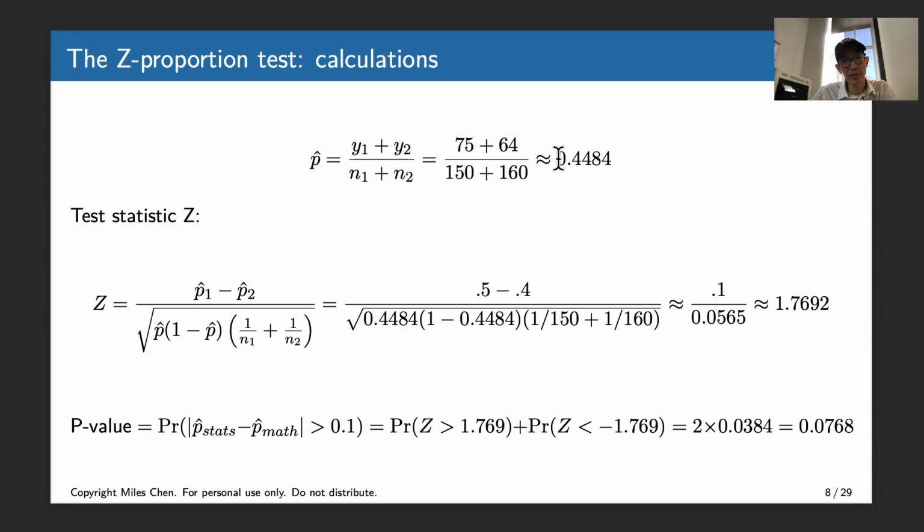You do your math, you get your overall p hat to be 0.44. You get your test statistic, 0.1 divided by your standard error. Your standard error is 0.0565. This ends up with a z-score of 1.77. And when you calculate the probability of being greater than 1.77 and the probability of being more negative than negative 1.77, you end up with a p-value of 0.0768.